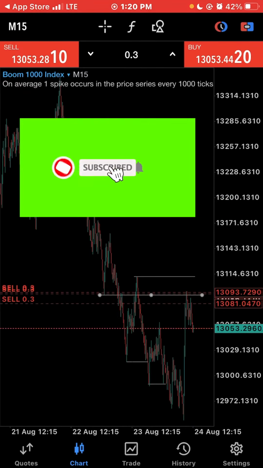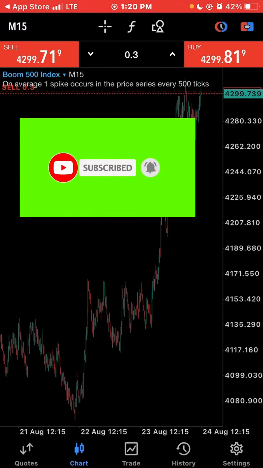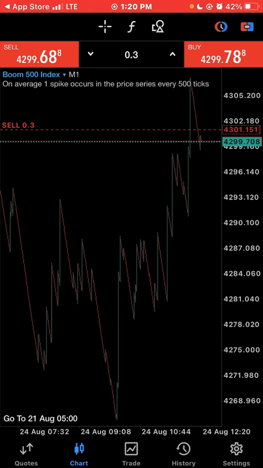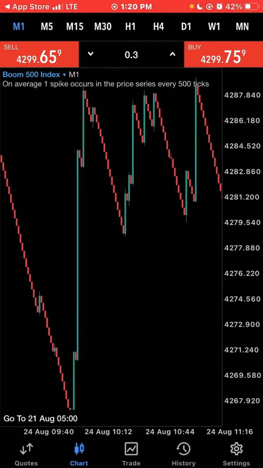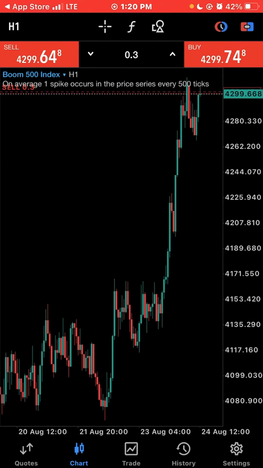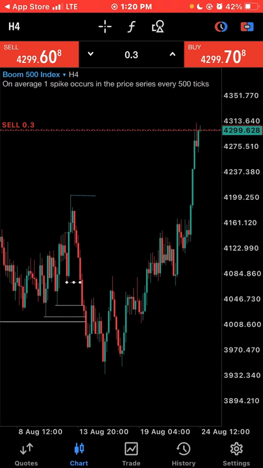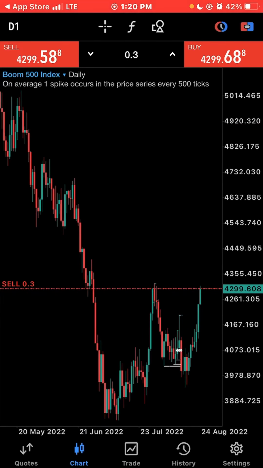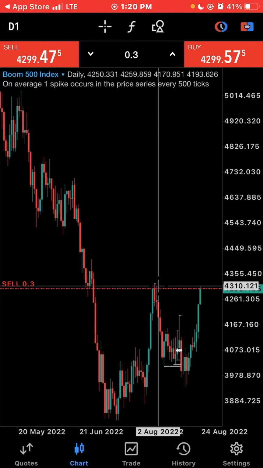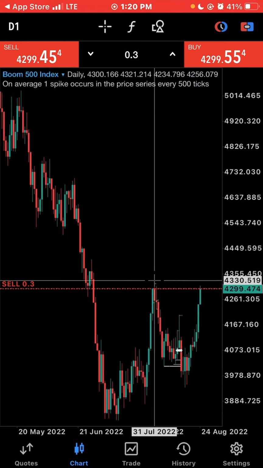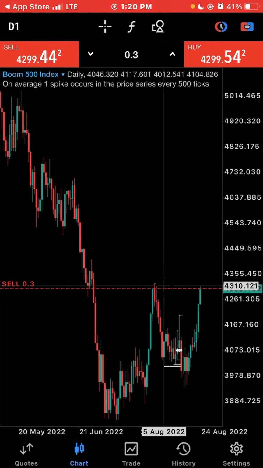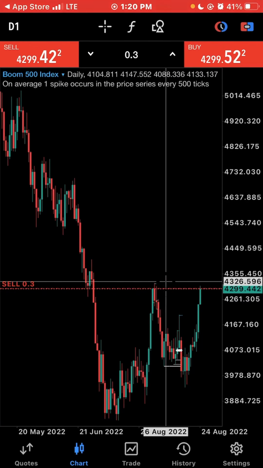So now let's go to Boom 500. This is Boom 500. I just placed a trade here and the market is selling. Now let's go to the 1 hour time frame. Look at what's happening in the market here. Let's also go to the 4 hours time frame. This is the 4 hours time frame, then this is the daily time frame. Can you see that the market is in a resistance zone or a supply zone? Price is in that zone.